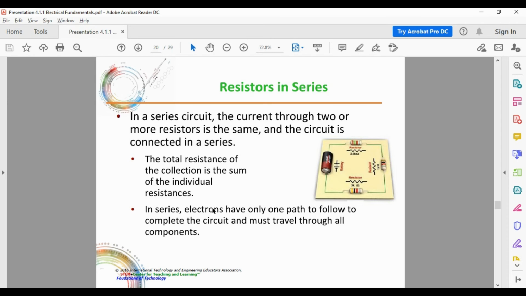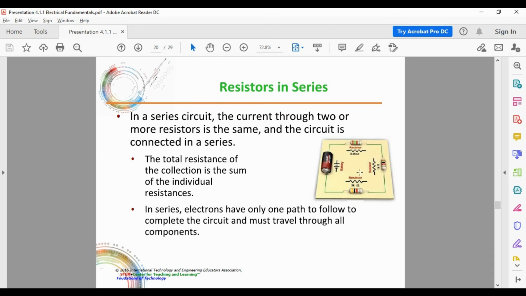In series, electrons have only one path to follow to complete the circuit and must travel through all components. In resistance, I don't know if I mentioned it earlier, resistance is measured in ohms. I don't know if you can see it here, but there is the letter omega that is used to represent ohms.